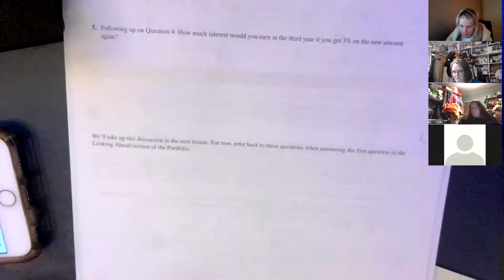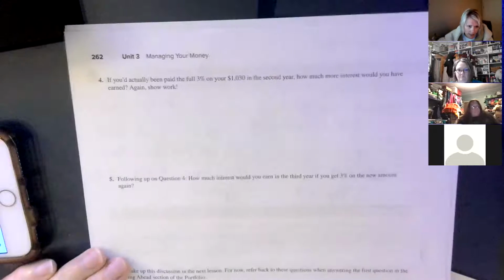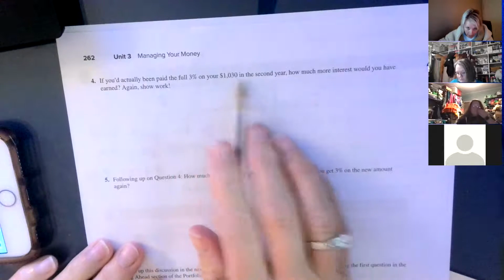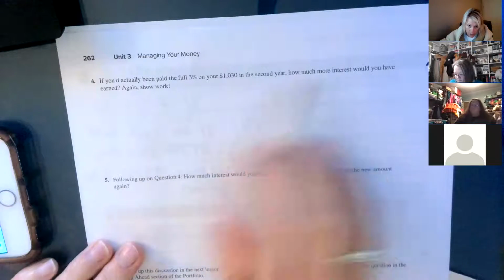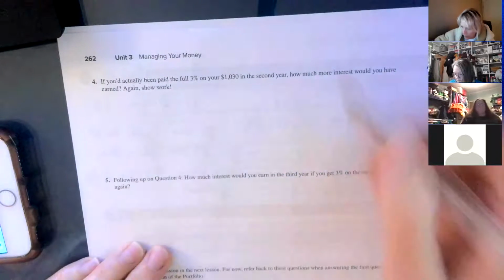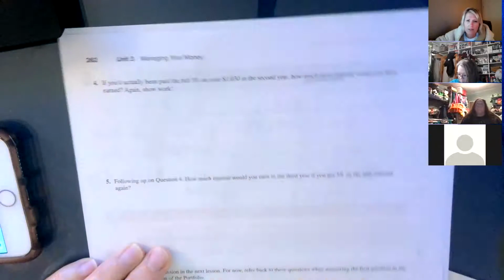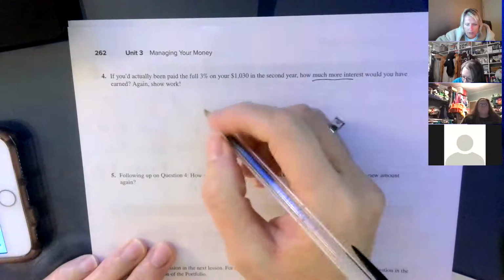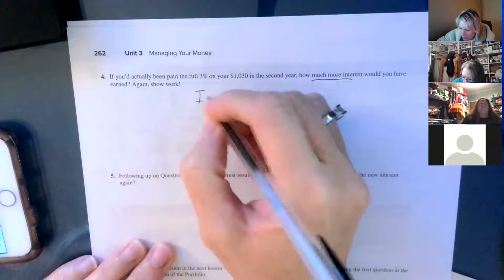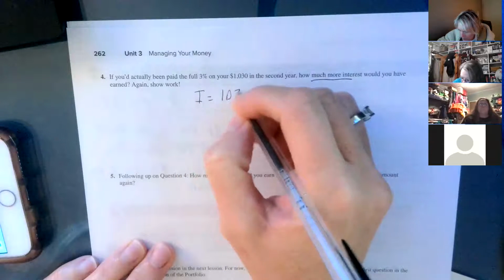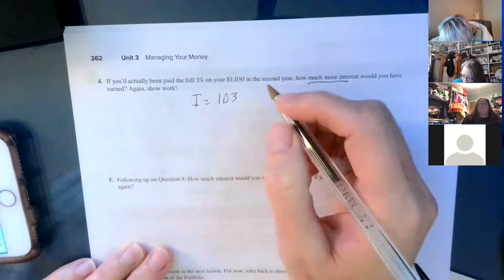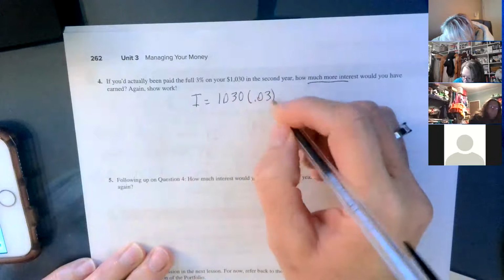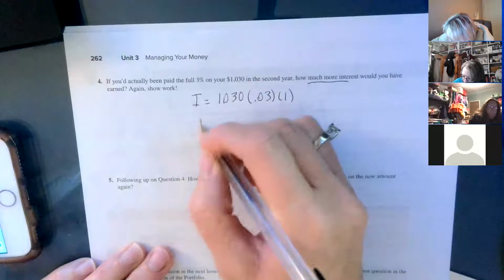Okay. Nope. Then it says, if you'd actually been paid the full 3% on your 1,030 in the second year, how much more interest would you have earned? How much more interest? So we need to do some kind of a comparison. So we started with 1,030, and if we were supposed to earn 3% for that 1 year, right?